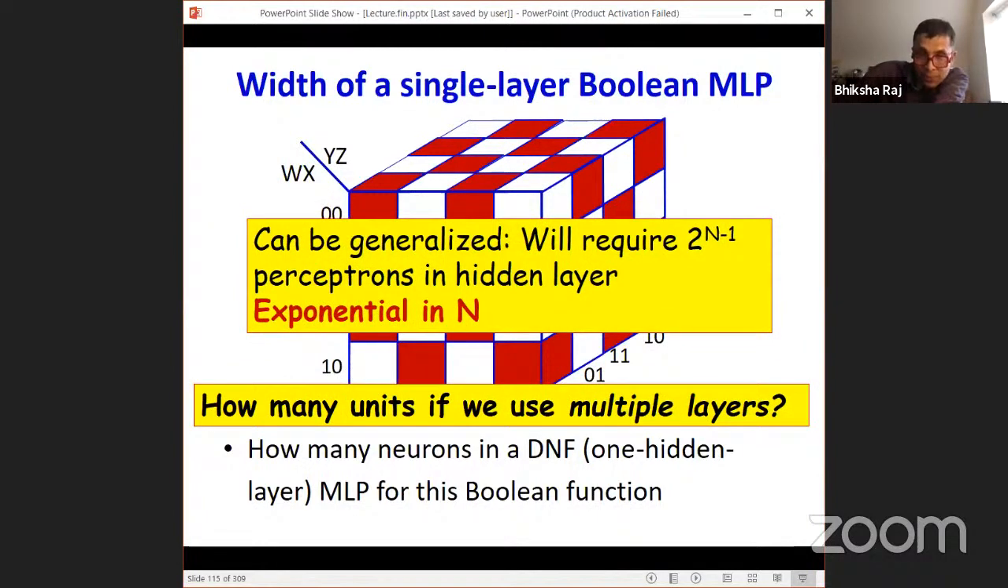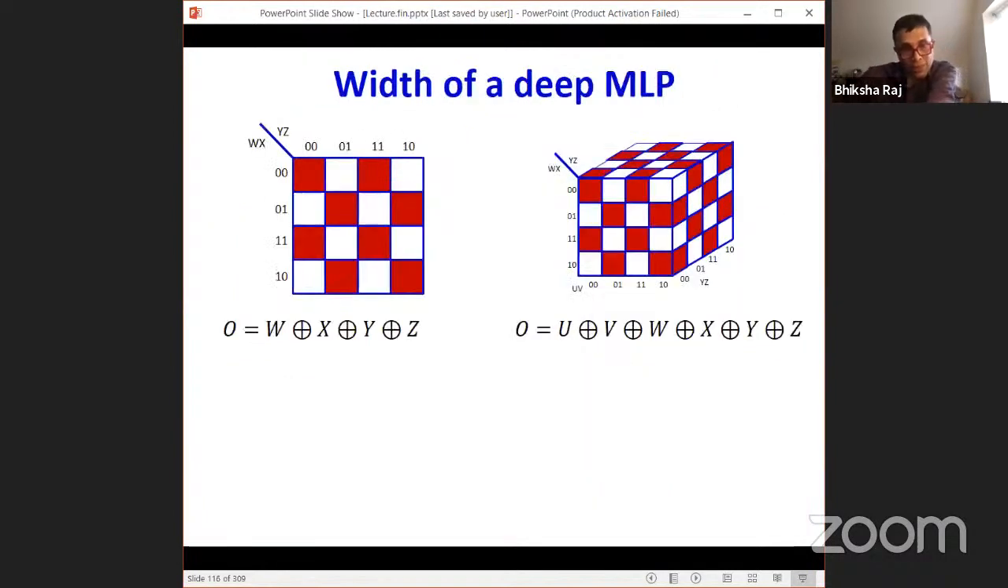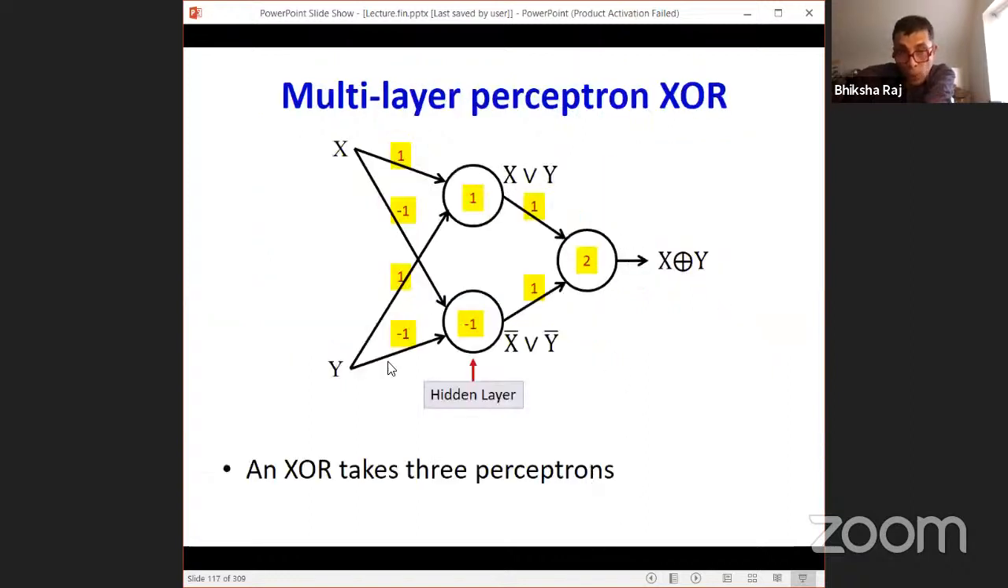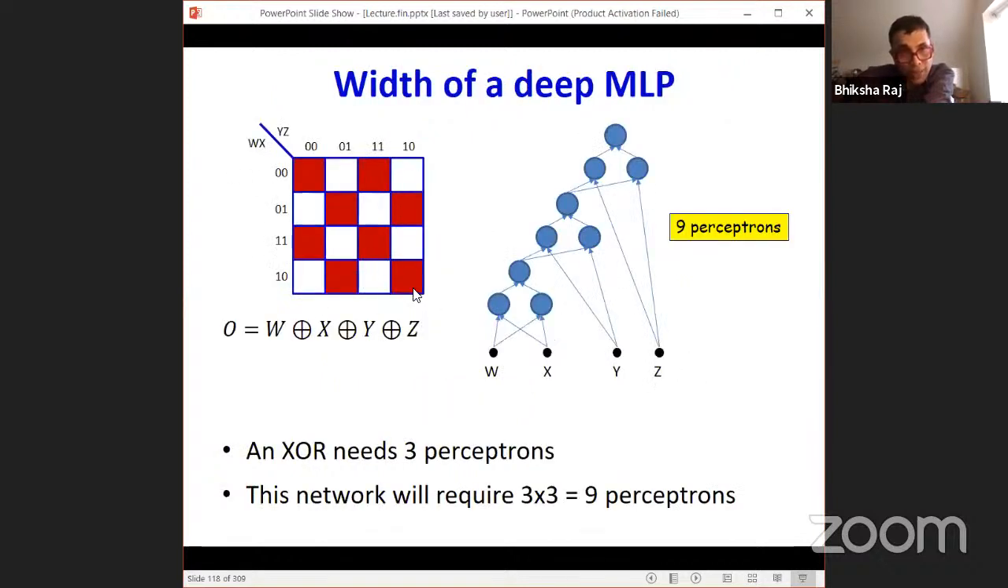But can I reduce the network if I use multiple layers? And to do that, we have to recognize these formulae. This is just an XOR, W XOR X, XOR Y, XOR Z. This is an XOR of all 6 variables. And we know that an XOR can be composed using only 3 neurons. In fact, you can do it using 2. So this one, I can have W XOR X, XOR the output with Y, XOR that output with Z. And I'm going to be able to do this whole thing using just 9 perceptrons.